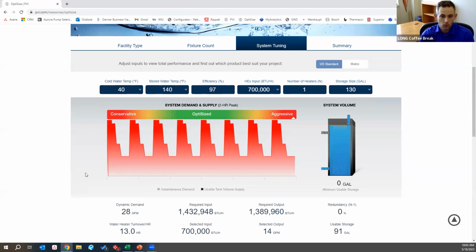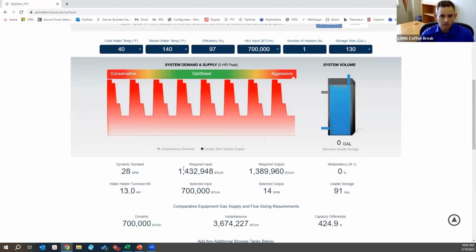Well, how much do I need? Well, I can actually jump down here, and they've got some nice outputs. This is showing our dynamic demand. They're going to use their ASHRAE tables based on the fixture counts that we just put in, and we're going to come up with a dynamic demand. This might be how much water is flowing at any one time.